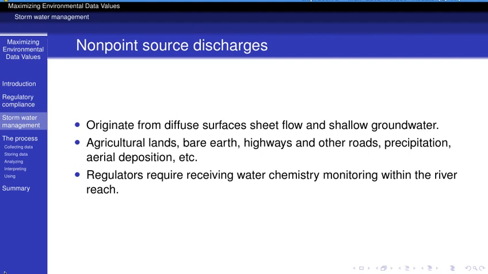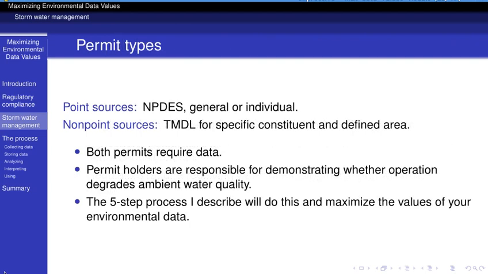Regulators will require monitoring of receiving water quality for compliance with the conditions set forth in their permit. There are two types of permits. For point source discharges, there is the National Pollutant Discharge Elimination System, NPDES permit. Frequently, entire industry sectors can be covered under a statewide general permit. When the agency's general permit qualification criteria are not met, the facility operator must obtain an individual NPDES permit.